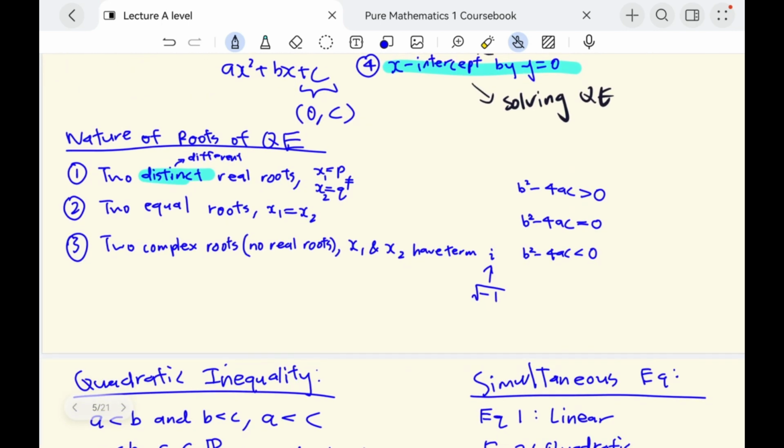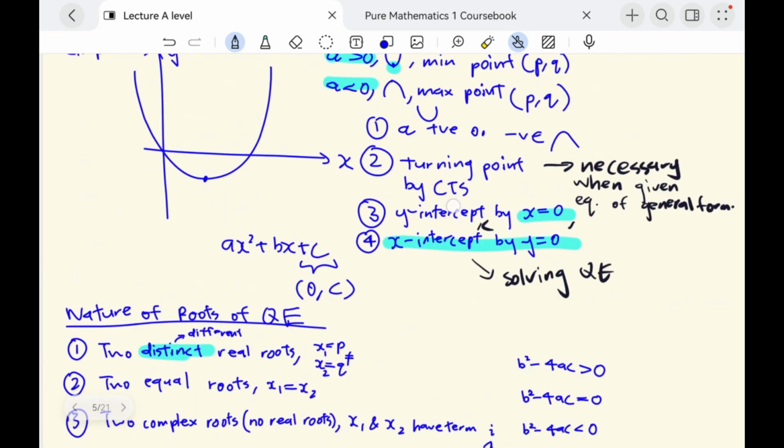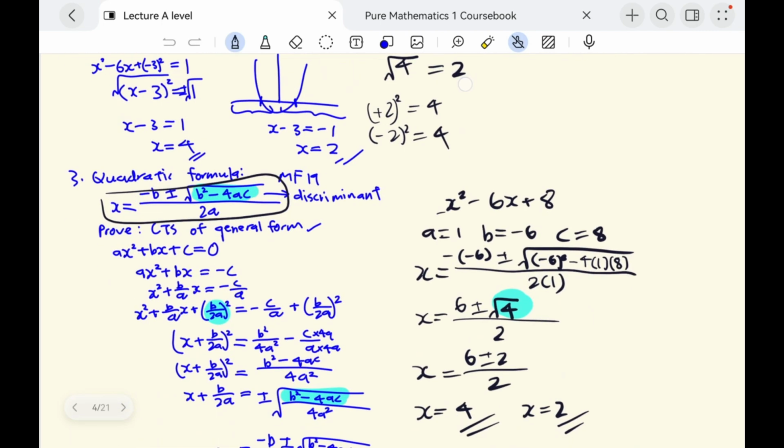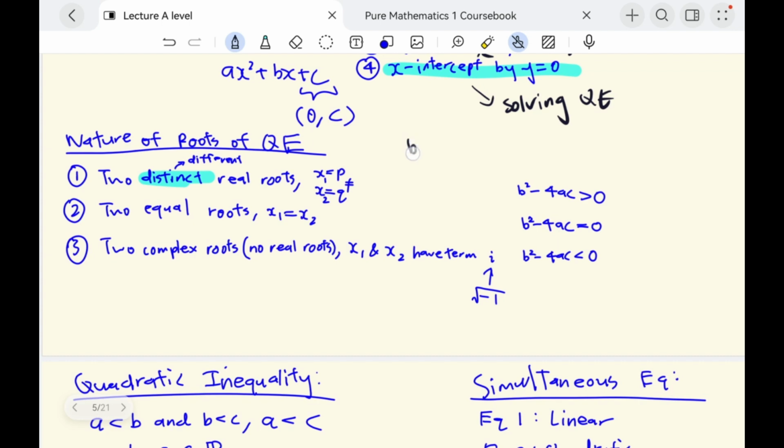So let's proceed to the next subtopic, which is the nature of the roots. How do we identify the nature of the roots of a quadratic equation? You can use the discriminant that I discussed just now from the quadratic formula, which is b squared minus 4ac. So how do we use this discriminant to determine whether a quadratic equation has two distinct real roots, two equal roots, or two complex roots? But in this syllabus, it only considers that complex roots are not real roots, so no real root. Okay.